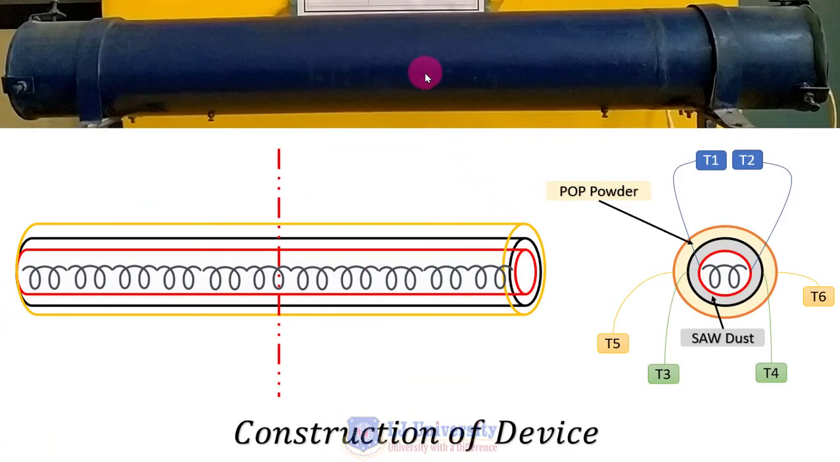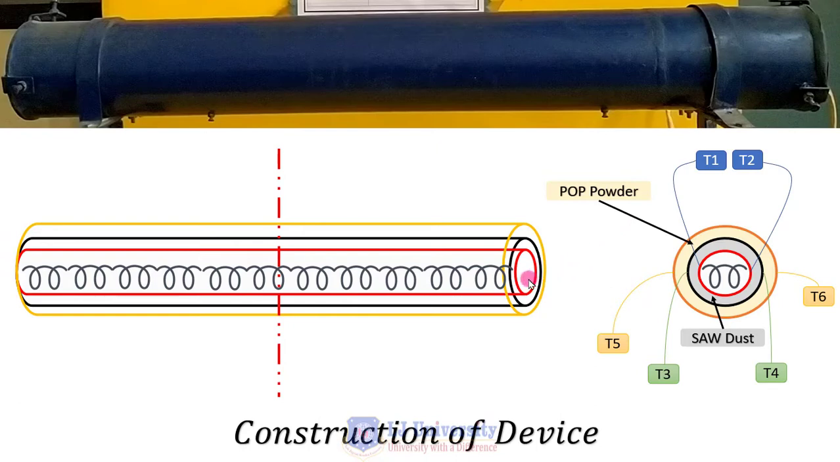So this is a concentric cylinder. Inside this cylinder this kind of arrangement is provided. There are three concentric cylinders. This is the innermost cylinder, in which the heater is provided. Then there is a second cylinder. The gap between the inner cylinder and the middle cylinder is filled with sawdust. Then there is a gap between the outermost cylinder and the middle cylinder. In that gap we have filled the POP powder.